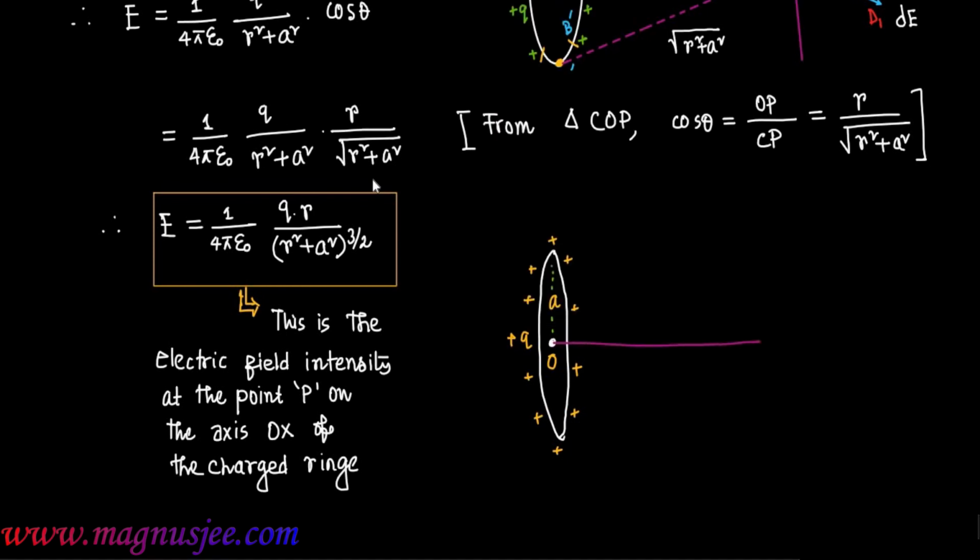We can draw the axis. A point P is on the axis, and a unit positive charge, plus 1 charge, is placed at the point P at a distance r from the center O of the ring. r is the distance of the point P, at which the unit positive charge is placed, from the center O of the ring, and this unit positive charge will experience an electrostatic force of repulsion, that is E, along the axis OX. This field intensity E at the point P acts along PX.